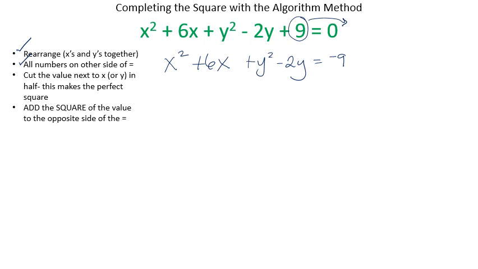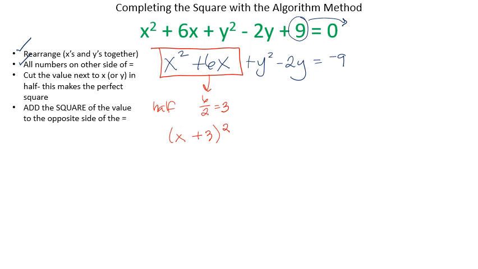Okay, so you're going to consider x's and y's separately. I'm going to start with my x's and basically take the number that's next to x or y and cut it in half. So you're going to say, what is half of 6? Half of 6 is 3. That means the perfect square will be x plus 3 squared, right? So I cut it in half, and that means my perfect square is x plus 3 squared.